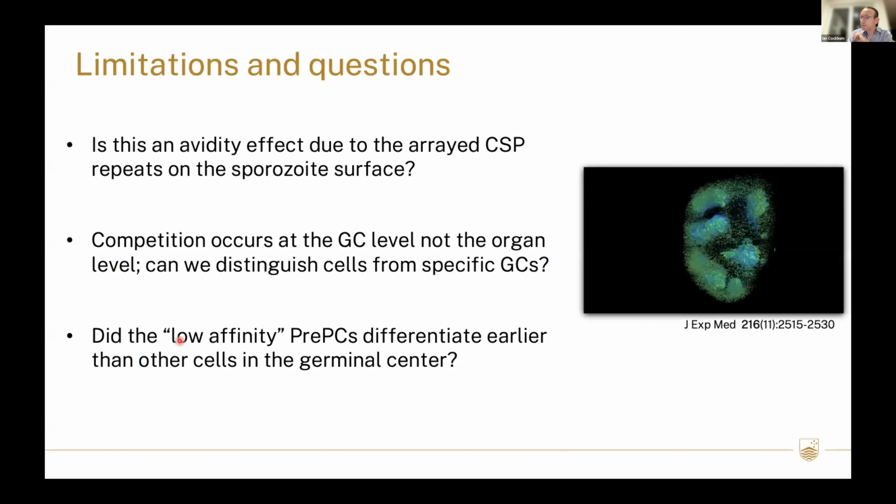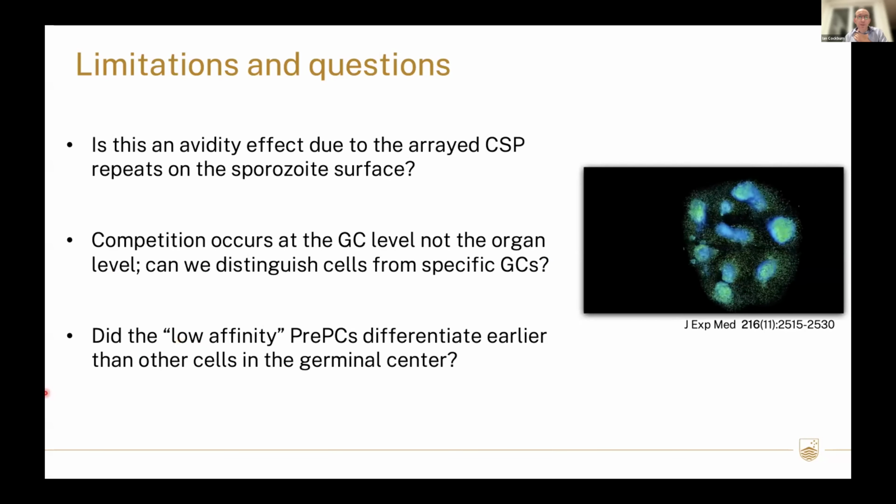Just in the last few minutes, a couple of questions. So one question we had is there an avidity effect due to having CSP arrayed on the surface of the sporozoite? And it's in the paper, so I won't go into it. So no, we get the same effect when we're using a truncated recombinant CSP. Another question, though, was, of course, we've actually taken the whole spleen and we've mashed it up. We haven't looked at individual germinal centers.